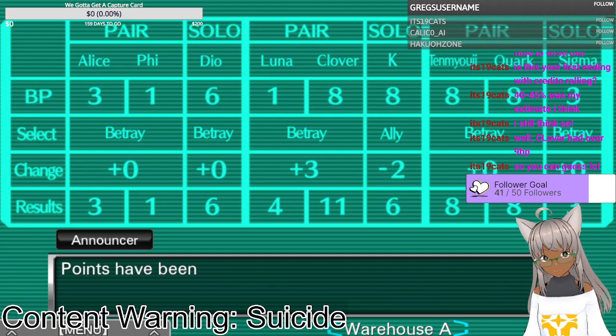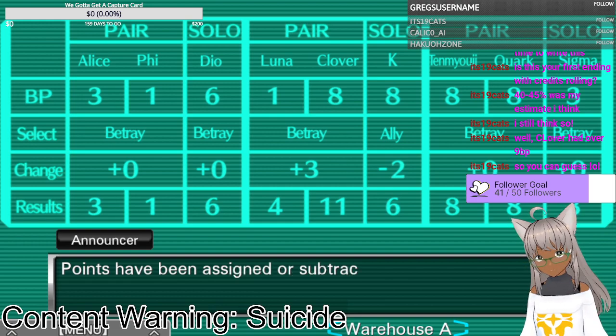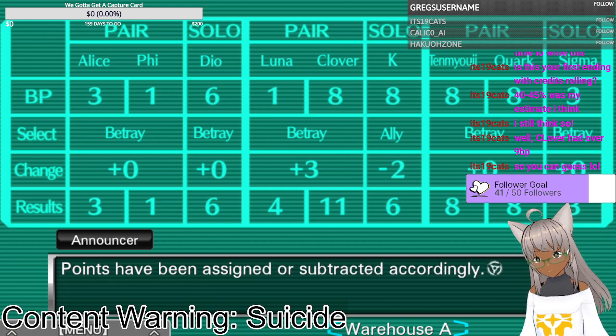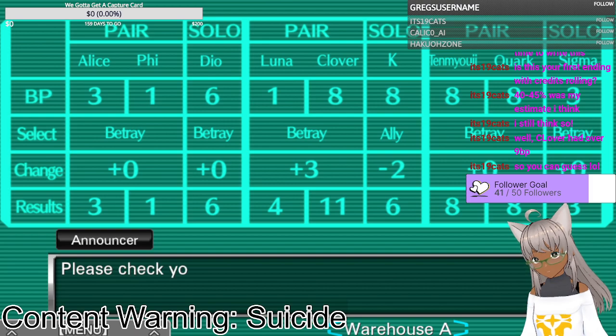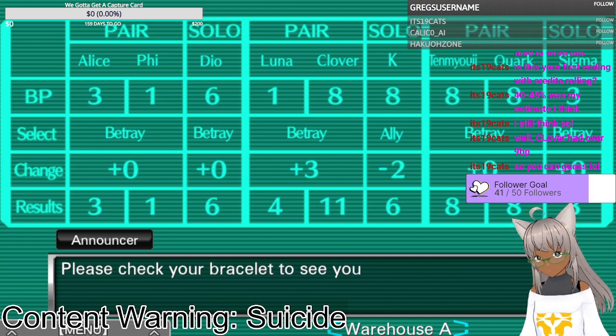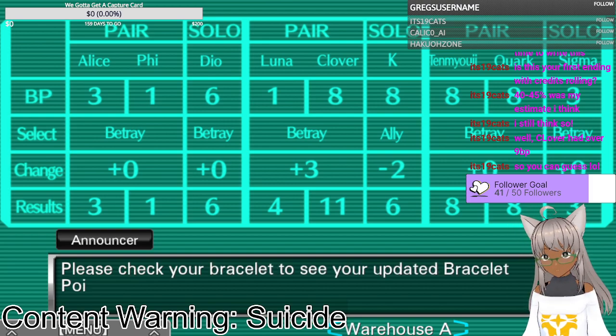Points have been assigned or subtracted accordingly. Please check your bracelet to see your updated bracelet points.